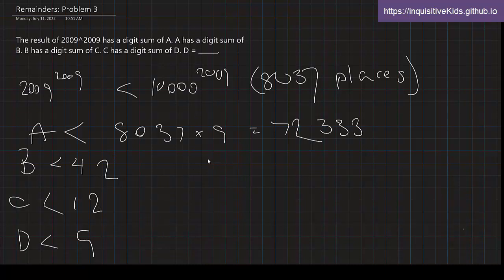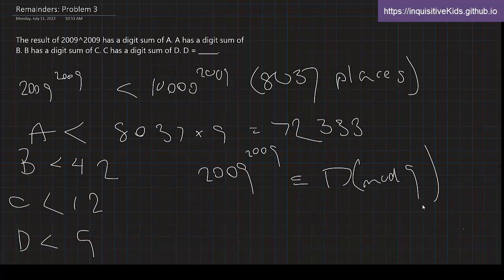So if D is less than 9, and we know that 2009 to the 2009th power is congruent to D mod 9, so they're both divisible by 9. We also know that 2009 to the 2009th power would have the same set of remainders as 2 to the 2009th power. And that list of remainders is 2, 4, 8, 7, 5, 1. And by 1, we know that's the end of the rotation.